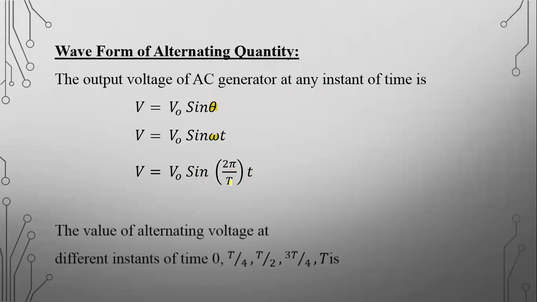So for different values of this time, 0, T by 4, T by 2, 3T by 4 and T, at these different instants you can find the value of the alternating voltage, and with the help of this you can trace the waveform that is meant for the alternating quantity. So let me start at different instants of time.